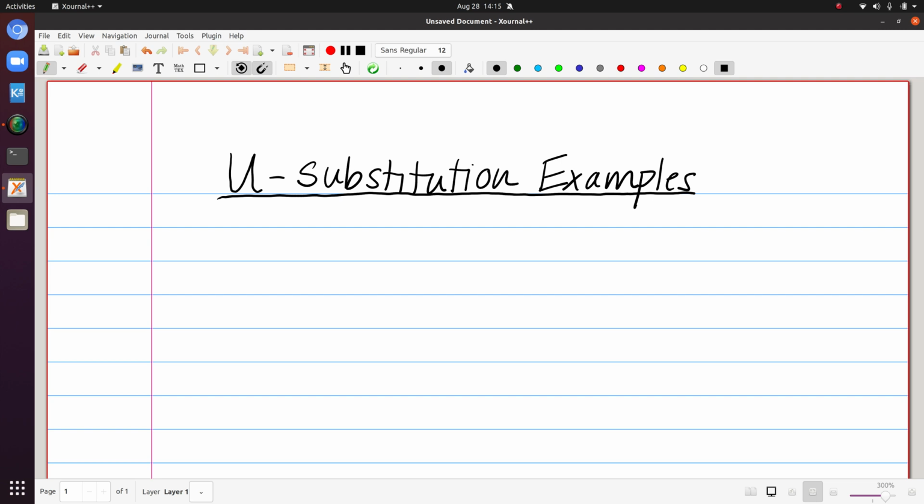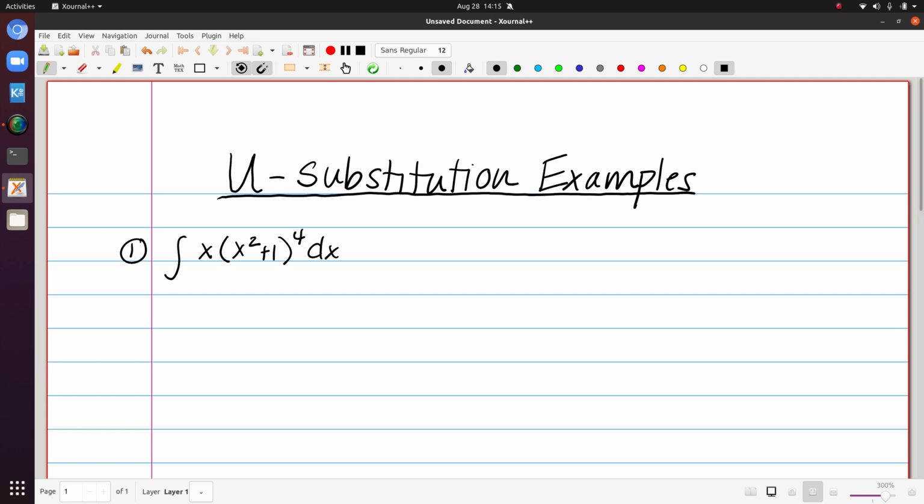And I'll also say that in watching this video, it's probably a good idea for you to pause it so that you can try and figure out the substitution yourself to get that practice. Okay. To start with, first example, let's look at the integral of (x squared plus 1) raised to the fourth.